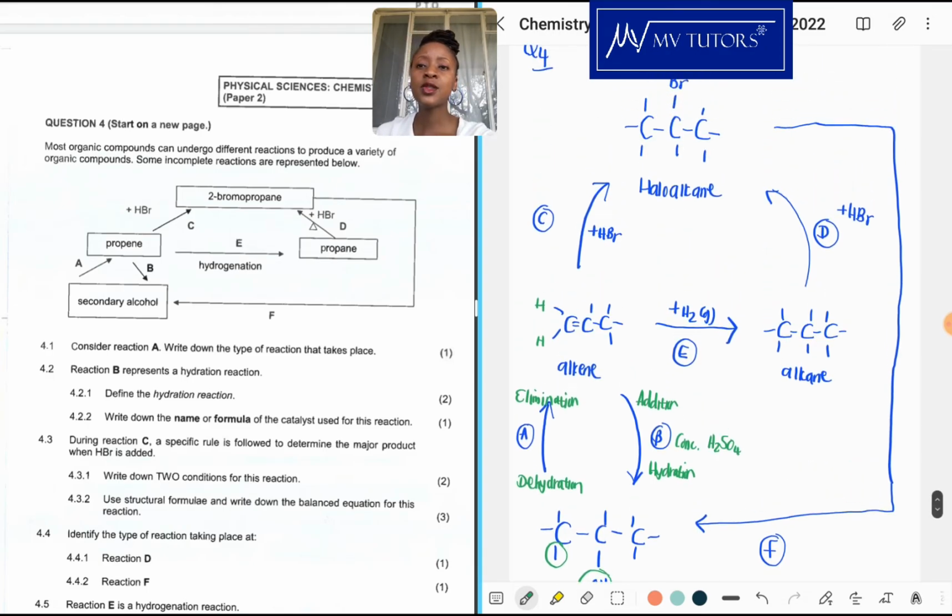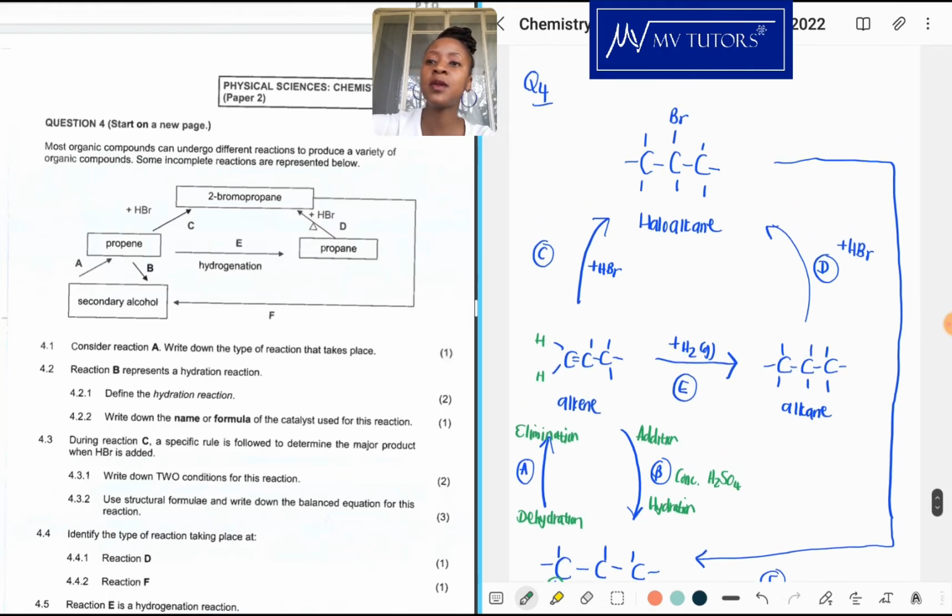Then we go from an alkene to a haloalkane, where we added hydrogen bromide. Okay, so we are going to call that an addition reaction. We are adding a haloalkane, so what do we call it? Halogenation. Yes, we're adding a hydrogen and a halogen, so halogenation. Sometimes these things escape my mind.